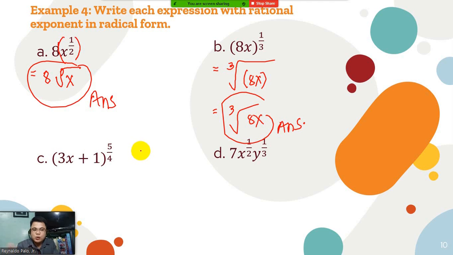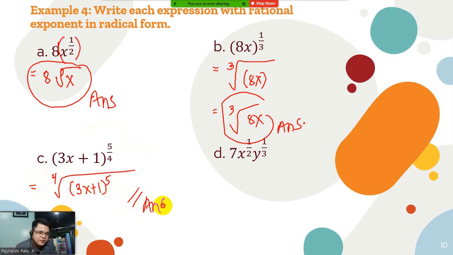So as you can see, the whole binomial is grouped. So we can just simply write this as 4th root of 3x plus 1 raised to the power of 5. This is now your final answer. Okay? So how about letter D?